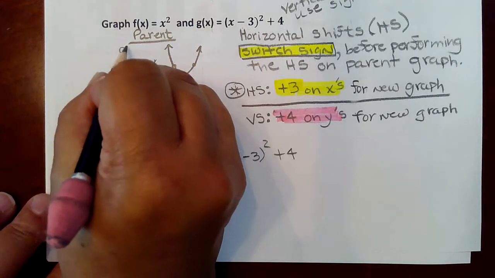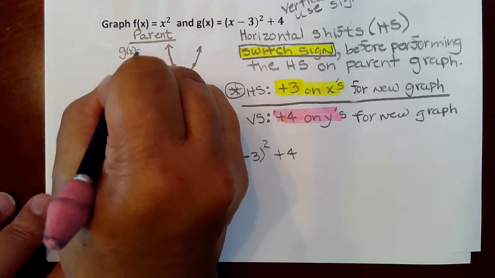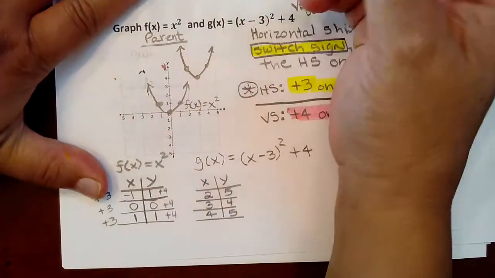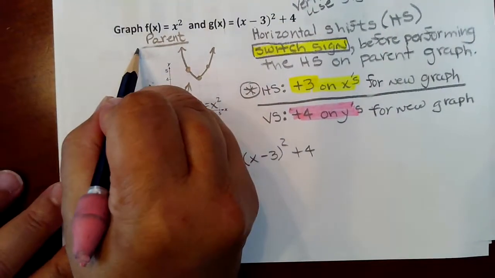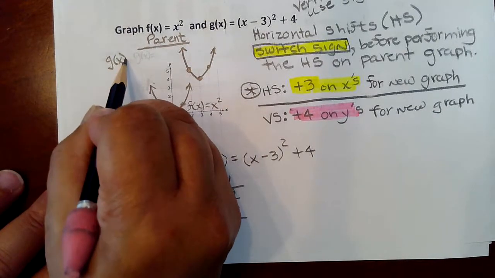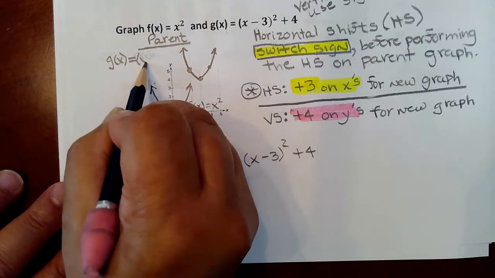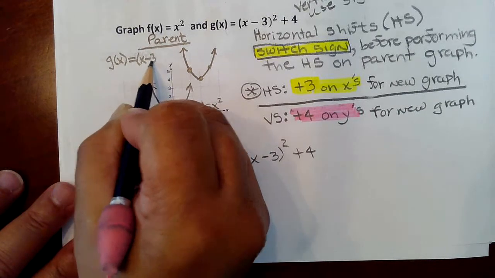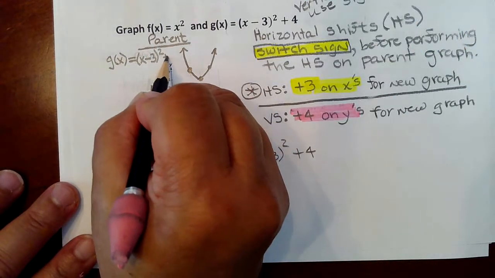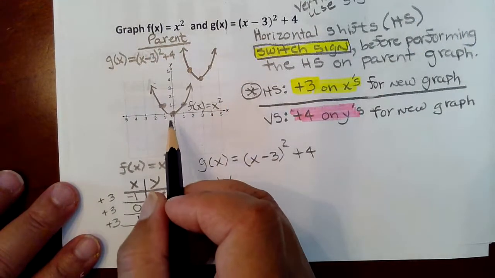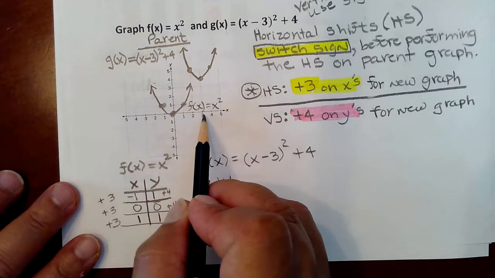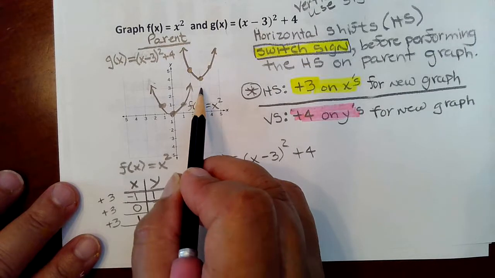And this is our shifted graph, which was, let me try and move that over a little bit so I can write the whole function without running into the graph. So this graph that's up in the air is x minus 3 squared plus 4. So notice that this graph right here with respect to this one is 3 units to the right, 4 units up.